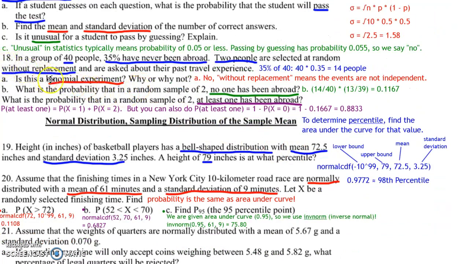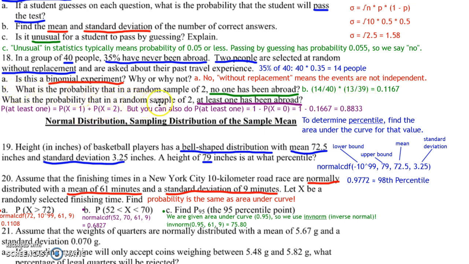In this last question in this section, question 18, it's not binomial because we're talking about without replacement. And without replacement means the events are not independent. But we can still figure it out by multiplying the two events. 14 out of 40 times 13 out of 39. I got 14 because I know that 35% of 40 is equal to 14 people, and it says 35% of this group of 40 have never been abroad. And once I pick the first person that's never been abroad, my new total number for people who have never been abroad goes down, so does my total number of people.